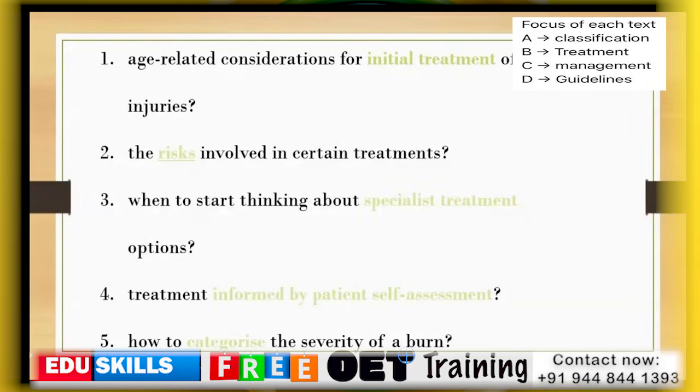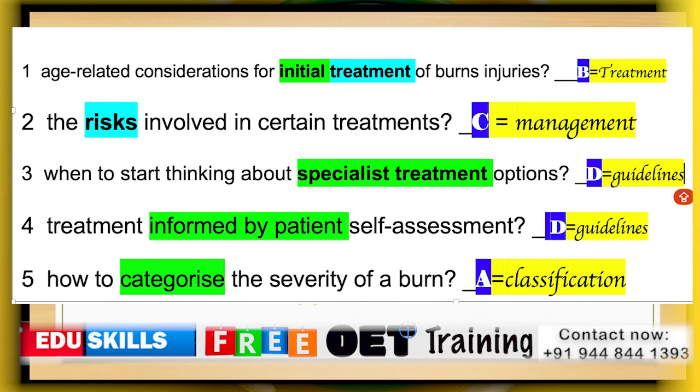Here I have highlighted the age-related consideration for initial treatment of burns injury. The initial treatment is the keyword. In the second question, risk is the keyword: the risk involved in certain treatments. When to start thinking about specialist treatment options: specialist treatment is the keyword. In the fourth question, treatment informed by patient self-assessment: what the patient says, informed by the patient's self-assessment, is the keyword. And how to categorize the severity of burns: categorize means differentiate, how we find the degrees of the burns.